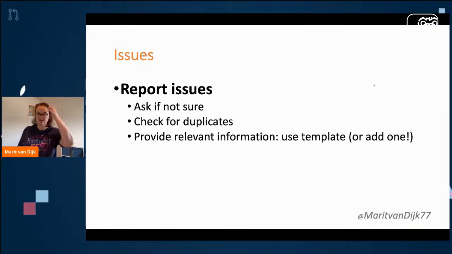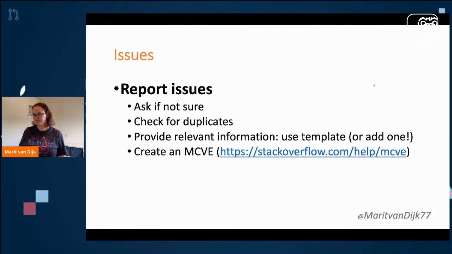GitHub provides the possibility to use a template or add a template to the project, which will describe what the maintainers want in terms of information in order to help you with your issue. If the project doesn't use a template, that might be something that you can do if the project would like to have one, is add a template to the project. And you might be asked to create a minimal, complete, verifiable example if they cannot reproduce your problem, or they need to know exactly where it goes wrong.